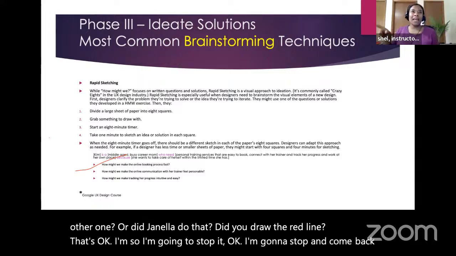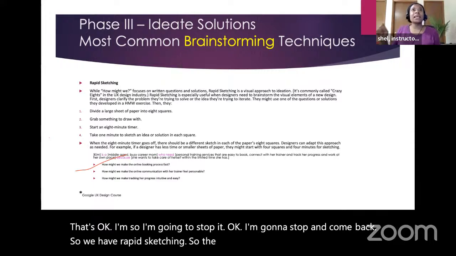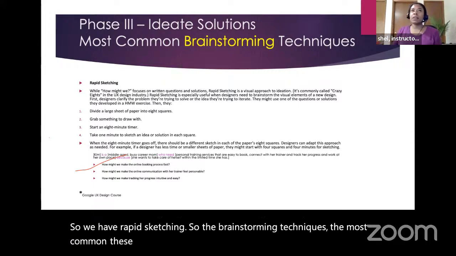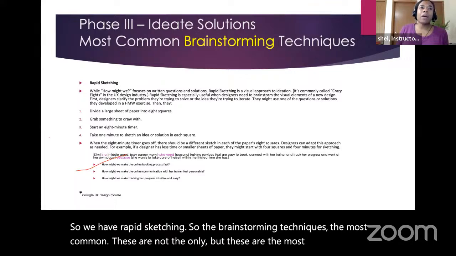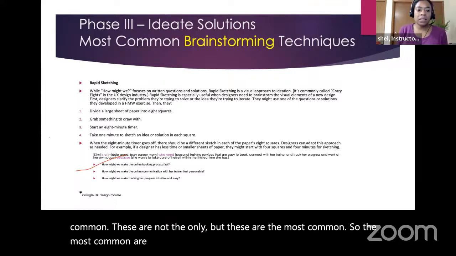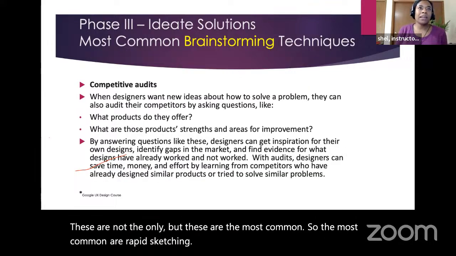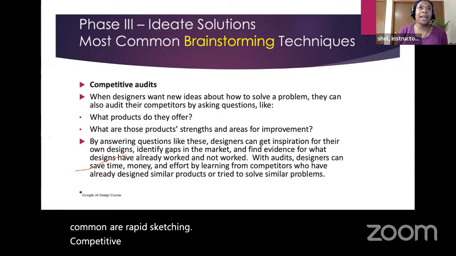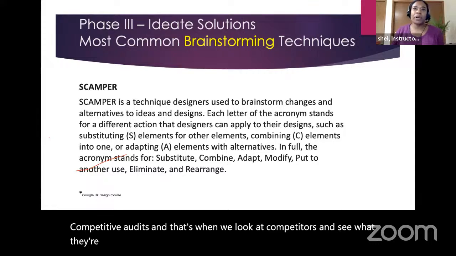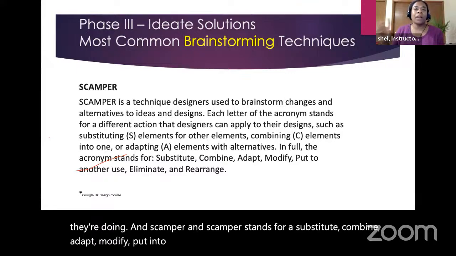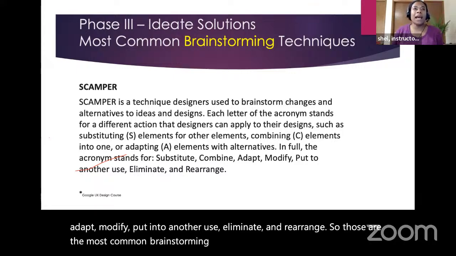So we have rapid sketching. The brainstorming techniques, the most common, these are not the only ones, but these are the most common: rapid sketching, competitive audits, which is when we look at competitors and see what they're doing, and Scamper. Scamper stands for substitute, combine, adapt, modify, put into another use, eliminate, and rearrange. Those are the most common brainstorming techniques when we start to tackle a challenge and come up with a solution.